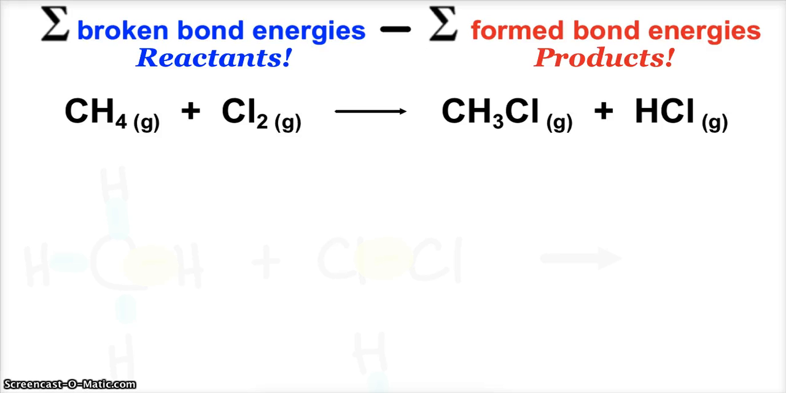So previously when we did delta H values, it was products minus reactants. But here, it's broken minus formed. You've got to remember: broken is on the reactant side, formed is on the product side. So here we see an example, methane reacting with chlorine gas to give us CH3Cl and some hydrogen chloride gas.